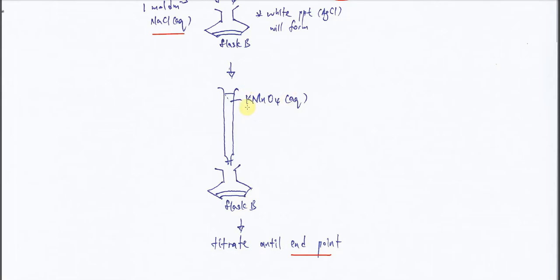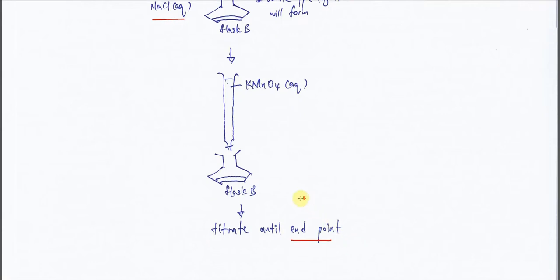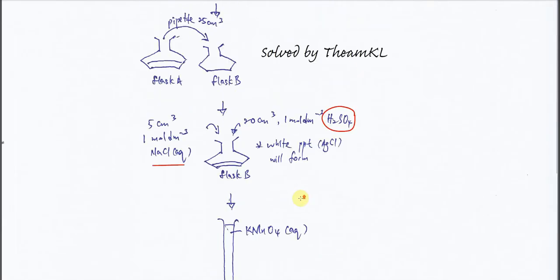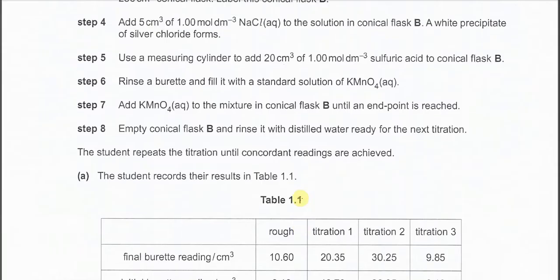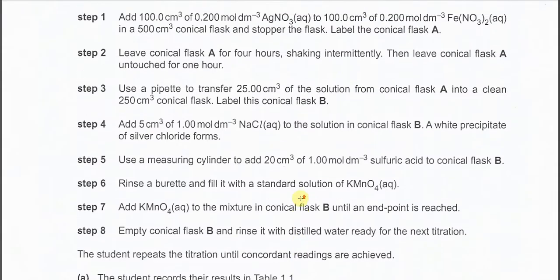Because we use KMnO4, no indicator is needed. It will go from colorless to permanent pink. Once the reactant, the Fe2+, finishes reacting with the KMnO4, the extra drops of KMnO4 will turn the solution pink. So at the end point, we will see the permanent pink color. So these are all the steps and the working for this question. We might come back to these steps to discuss if needed.